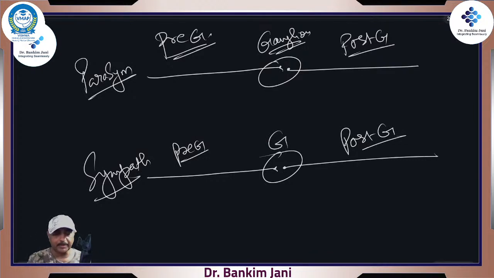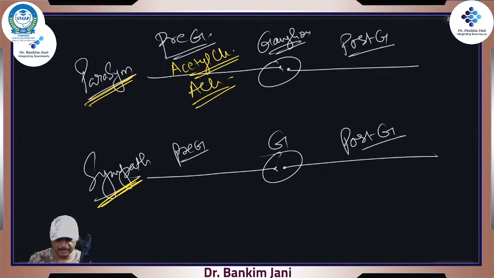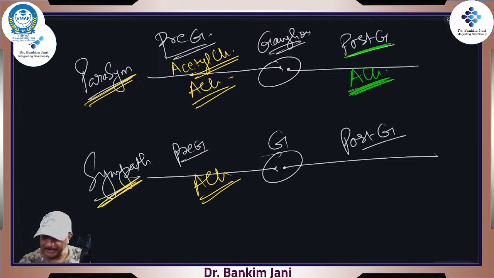Always, preganglionic, whether it is parasympathetic or sympathetic, the neurotransmitter is only acetylcholine, ACH. Remember, ACH. It has got nothing to do with whether sympathetic or parasympathetic. Every time, preganglionic fibers, that means it would be acetylcholine only. The game comes when it comes to the postganglionic part. When it is parasympathetic, again acetylcholine will continue to operate.